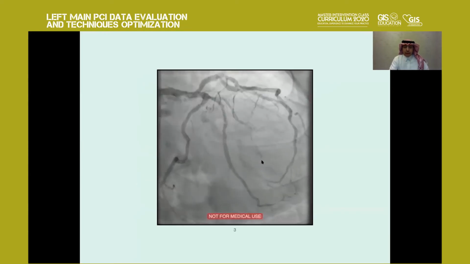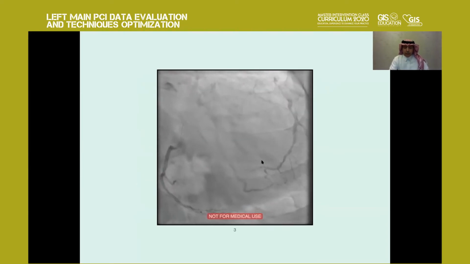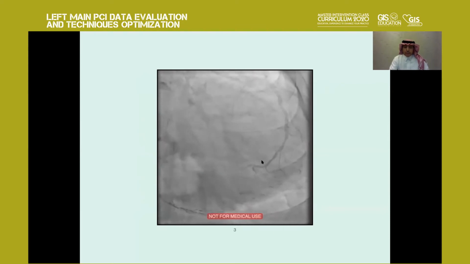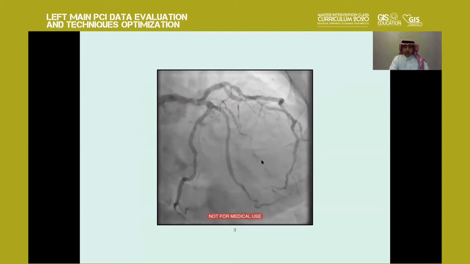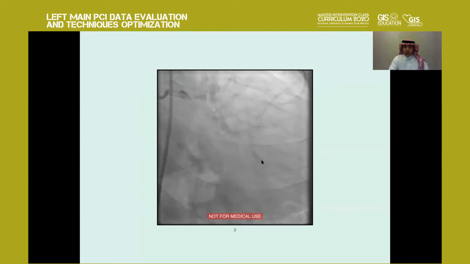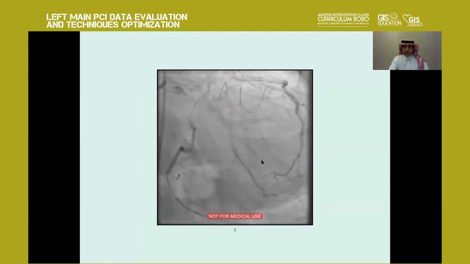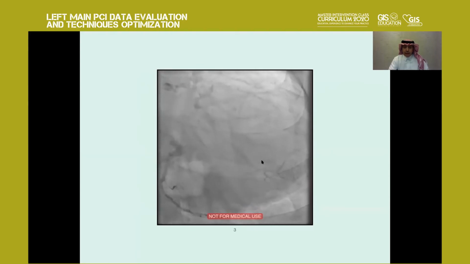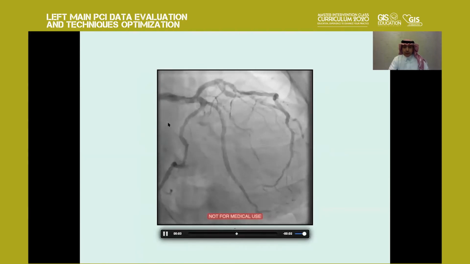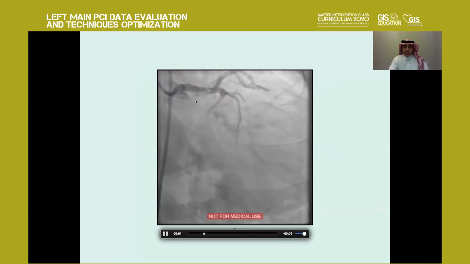I took him to the cath lab because of the history and the presentation. I went through the radial approach, which I use in more than 90% of my cases. And you can appreciate that when you start looking at the left main, there is a filling defect in the distal left main.